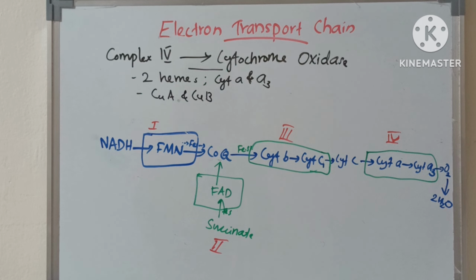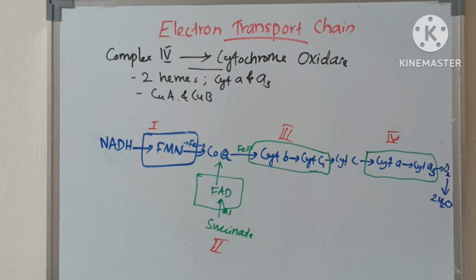Coming to complex 4, complex 4 is known as cytochrome oxidase. It has two hemes, cytochrome A and cytochrome A3. It also has copper, that is CuA and CuB. Here, electrons are transferred from cytochrome C first to cytochrome A, then to cytochrome A3, then to oxygen, the final electron acceptor. Then this oxygen is converted to water.